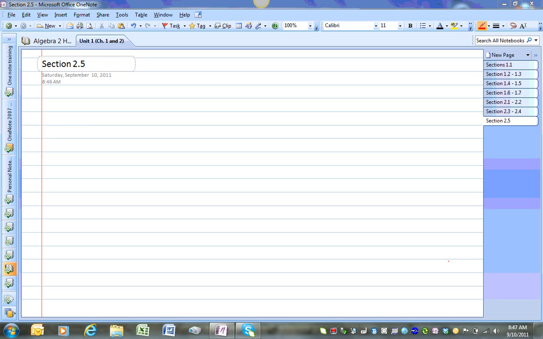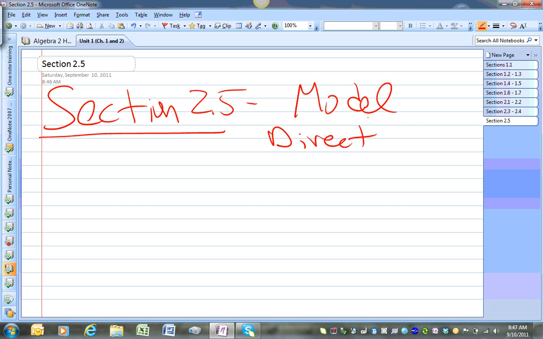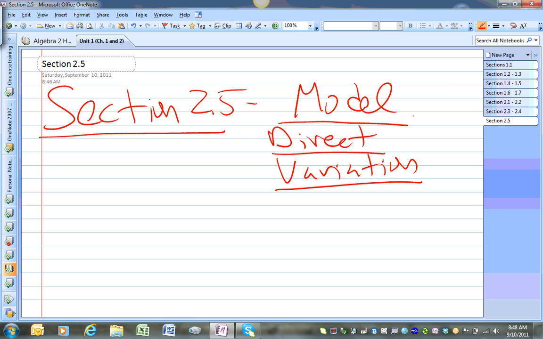So this will be the final section for Unit 1, before we have our test during block number 2 of this upcoming week. It's section 2.5, which is titled Model Direct Variation. Should be a fairly short lesson because I don't think there's too many examples I want to do from this. First of all, I should talk about what is direct variation because this might be new for some of you.